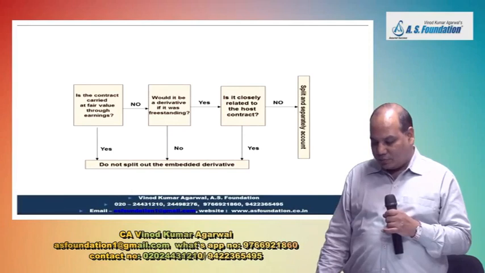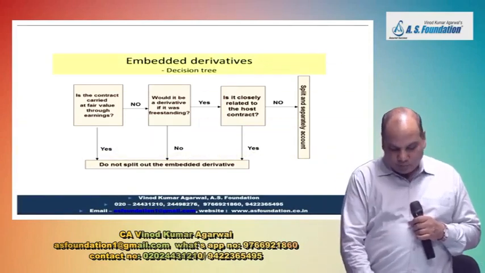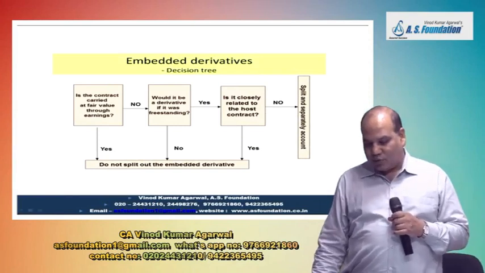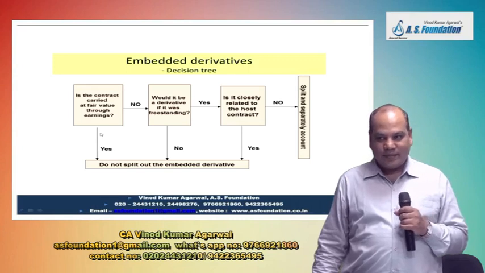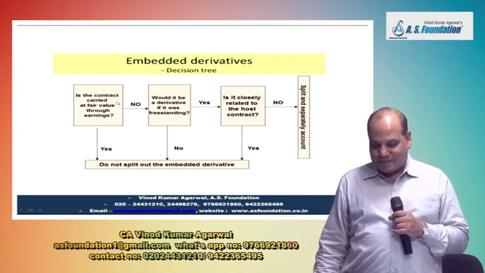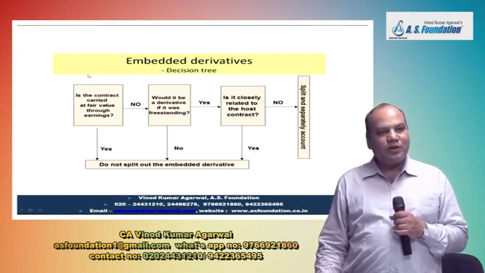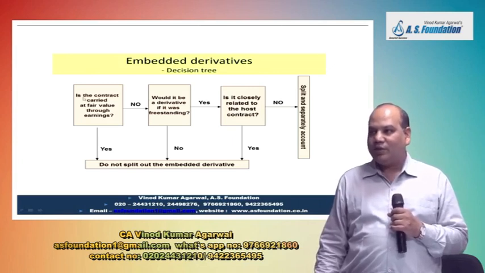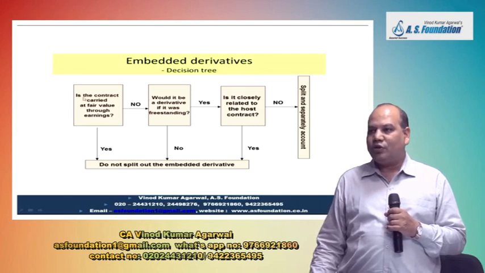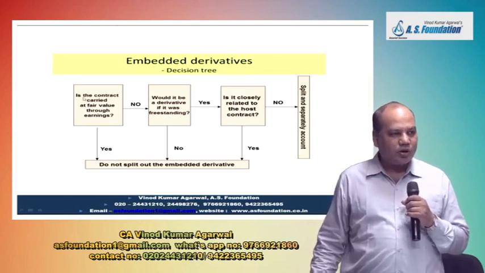This can be explained with the help of a small diagram only. Same 3 points, but to keep the students awake, they are made to draw the diagram in the class. Same 3 points. They can ask you a simple theory question also. Write a note on embedded derivative and the condition to separate the embedded derivative from the host contract.